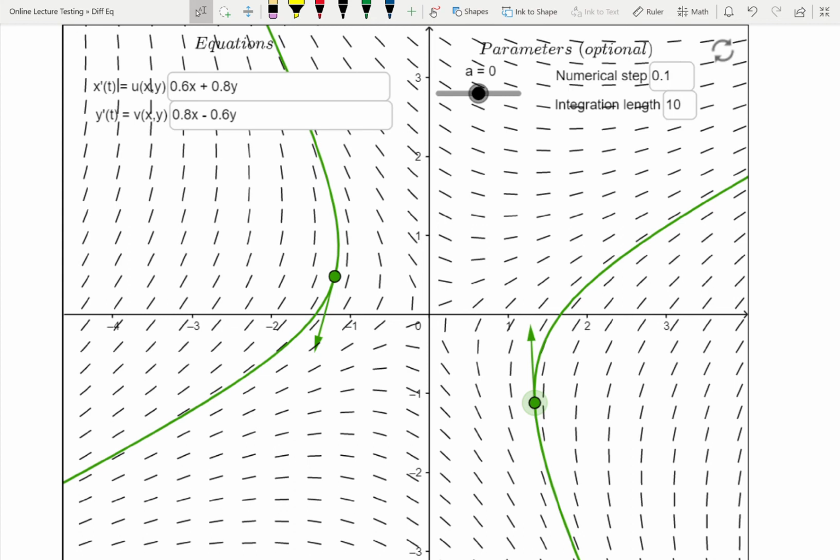So in the next section, 4.6, we'll get into complex, and then we'll get into repeated.